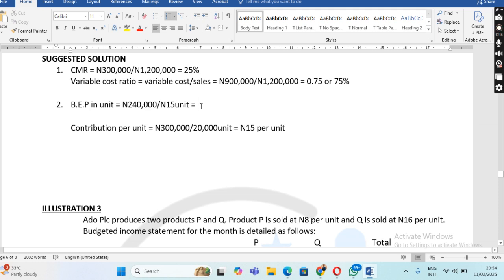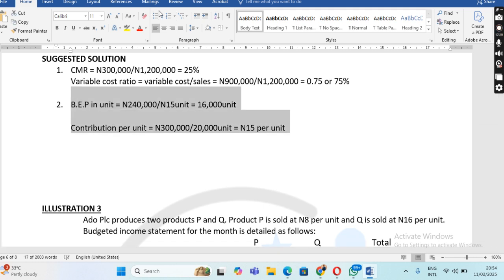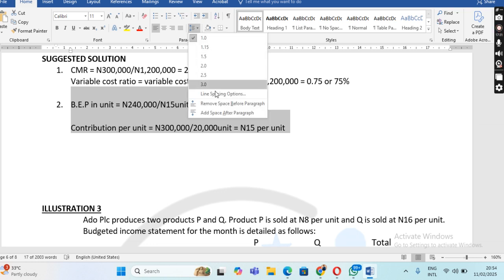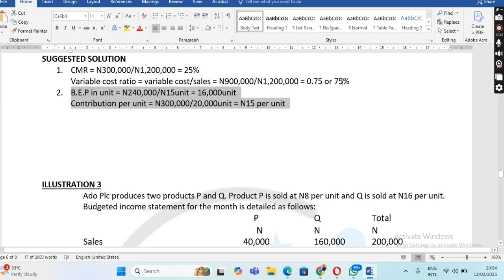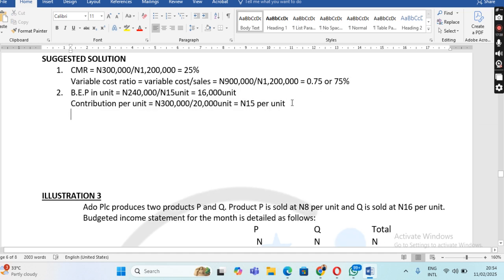So what do we have? What is the unit? 16,000 units. That is a very good one. So now, if we have calculated the break-even point in units, the next is to determine the break-even point in value, because the question requires that. BEP in value.